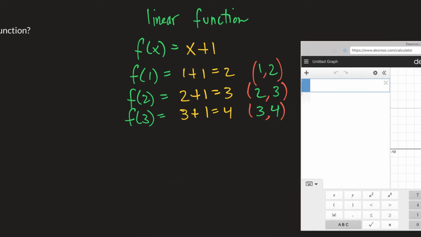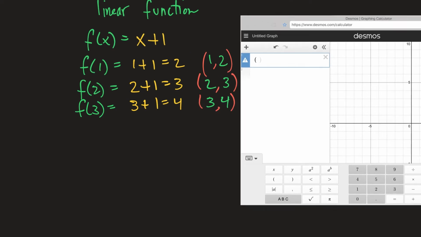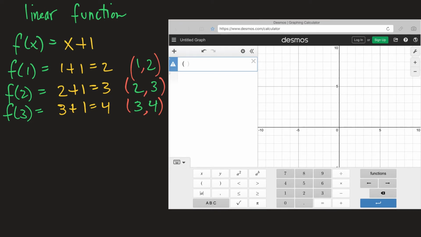So I'm going to plug in these points here. This is Desmos, a graphing calculator. We have 1 comma 2, so these become points. Then we have 2 comma 3, and 3 comma 4. Okay, so this is linear, and we can see it's linear because it makes a nice straight line right through there.